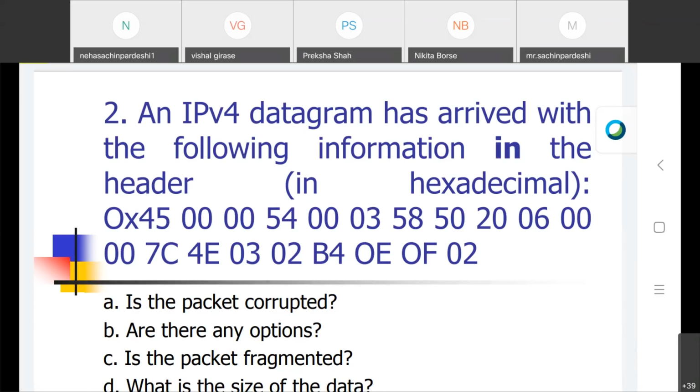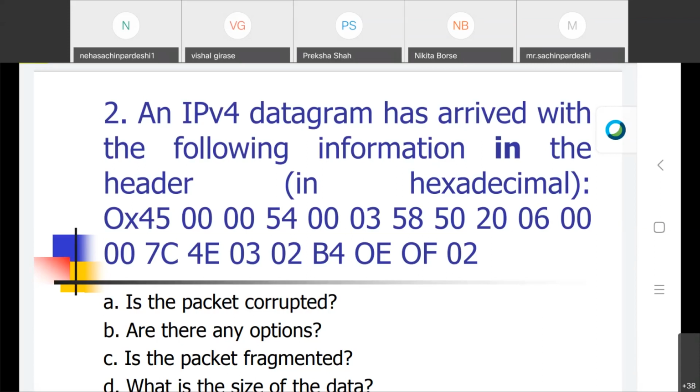We have seen the type of service and differentiated services. Here the 8 bits are 00, which means the type of service is 00 by default, so the normal services are being used. And the next 16.